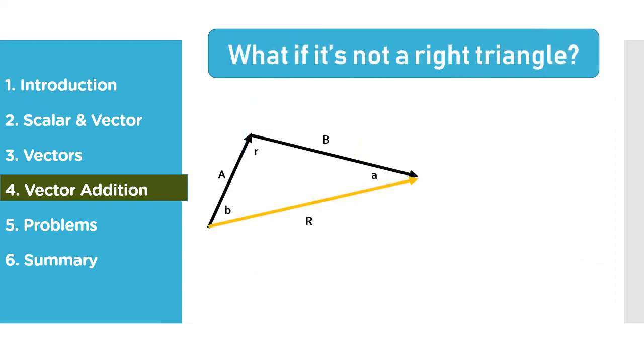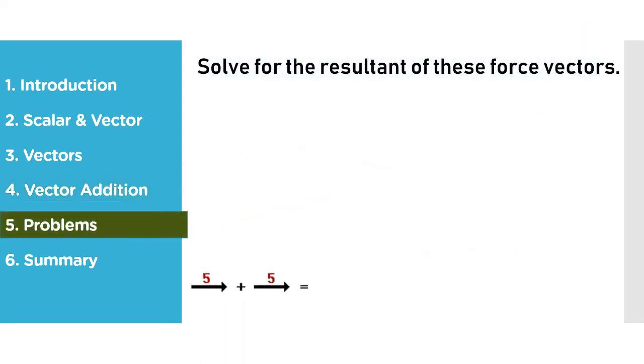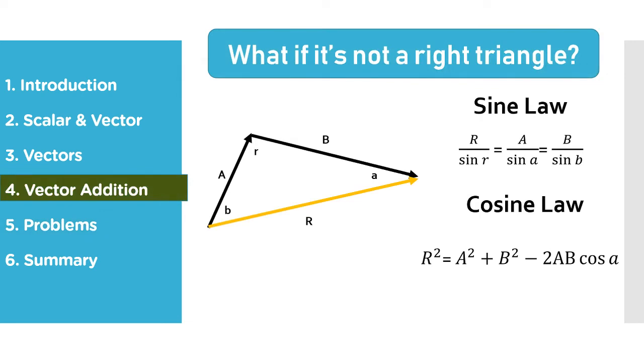Now, there are other cases wherein you are given something that's not necessarily perpendicular to each other, and you have the sine law and the cosine law to help you out in that regard. So in the case of the sine law, you will have r over sine of r is equal to a over sine of a is equal to b over sine of b. And for cosine law, r squared is equal to a squared plus b squared minus 2ab cosine of a.